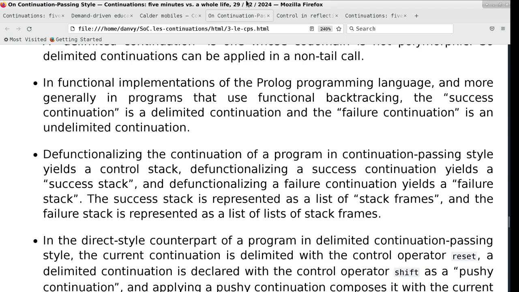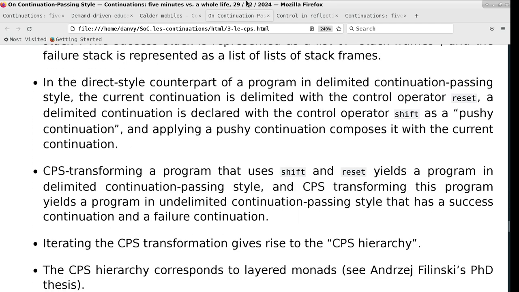If you defunctionalize the continuation of a program into a data type, and that program is in continuation-passing style, you get a control stack. If you defunctionalize the success continuation, you get a success stack. And if you defunctionalize the failure continuation, you get a failure stack. The success stack is represented as a list of stack frames, and the failure stack is represented as a list of stack frames.